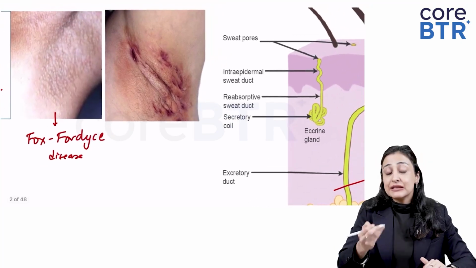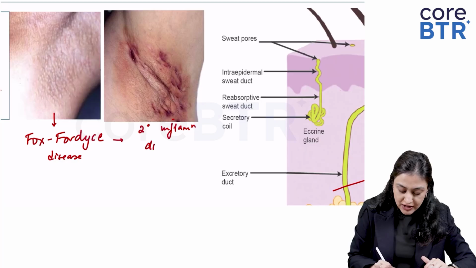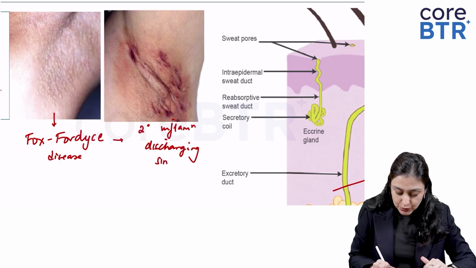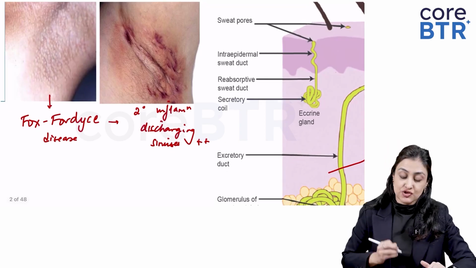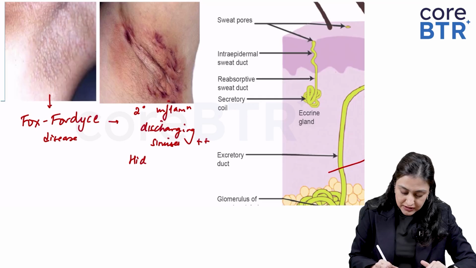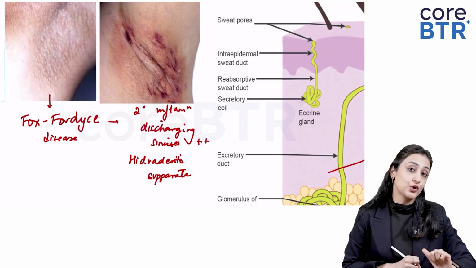But when you have secondary inflammation of the apocrine gland, now you have these discharging sinuses. This is your buzzword here: when you have these discharging sinuses in the axilla, with secondary bacterial infection, this is hidradenitis suppurativa. As the name suggests, suppurativa, it's inflammation, right? So these are two conditions with the apocrine gland.